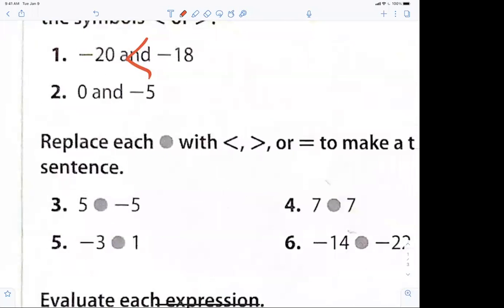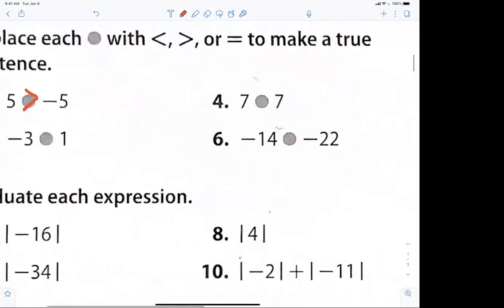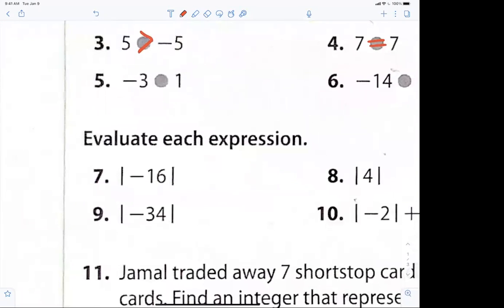0 is greater than -5. Yes, 0 is greater than -5. Perfect. Okay. Mackenzie. 5 is greater than -5. We're doing great. Maggie. They're equal. They are equal. Perfect. And number 5, Austin. We're just going right around the room, okay?